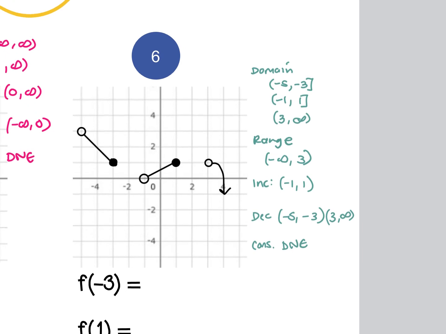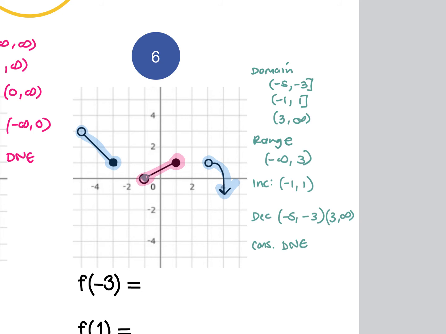For 6, my domain is going from -5 to -3, parentheses on the -5 because it's an open dot, bracket on the -3 because it's a solid dot. It stops, so I stop my interval notation. I start it again. -1 to 1, open dot, so parentheses, solid dot, bracket. It stops and starts again at 3, and then my arrow would point down, but it would also point to the right, which means my x are going to keep getting bigger, which is positive infinity.